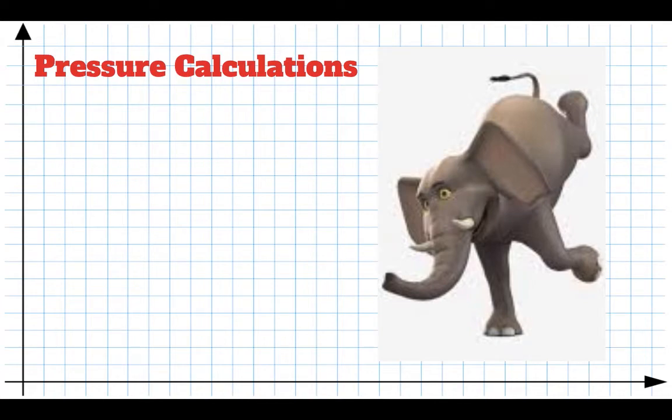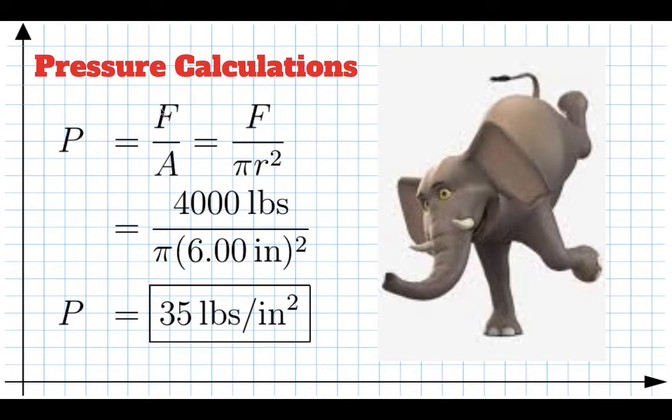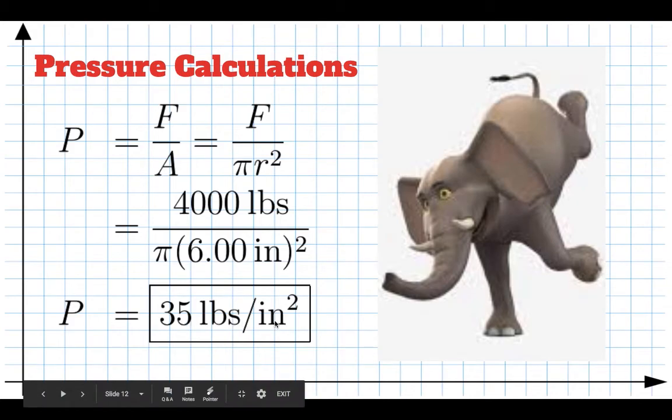So let's start with the elephant. The pressure calculation is fairly straightforward. Pressure is force over area. So that's going to be the force that's exerted on them divided by the area of a circle, which is pi r squared. 6 inches squared is the radius. So take 4,000 divided by pi times 6 squared, and you get about 35 pounds per square inch. So the pressure on the floor exerted by the elephant standing on 1 foot is 35 pounds for each square inch of floor.